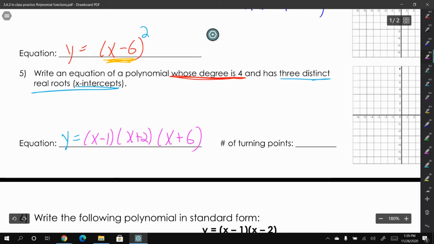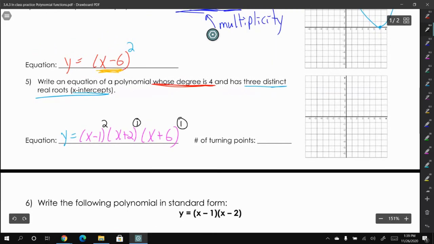So those are my 3 distinct roots, but to get a degree 4, one of these has to be raised to the second power, and that is because when we add up 2 plus this invisible 1 plus the invisible 1, that will give us 4. So this is a degree 4 function with 3 distinct roots. So let's graph this so we can get an idea of how many turning points there are. So I'm going to plot my zeros at 1, 0, negative 2, 0, and negative 6, 0.